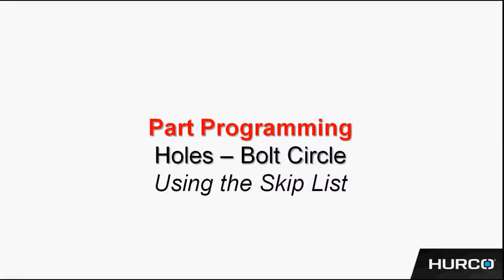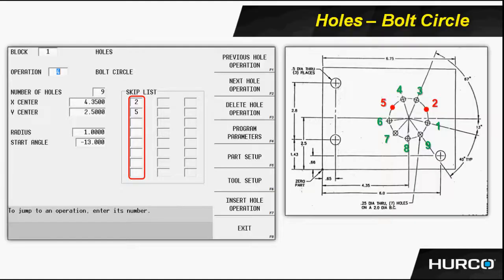Now, continuing with our holes using a bolt circle, we're going to use the skip list that you saw in the previous program. The skip list allows us to program an array of holes that may be equally spaced, but doesn't go all the way around in a full circle. In the example you see here, we have 2 holes out of a 9-hole bolt circle that don't appear on the part. There are 9 holes equally spaced every 40 degrees, so that would allow us to program this as a 9-hole bolt circle. However, 2 of those holes must be skipped.